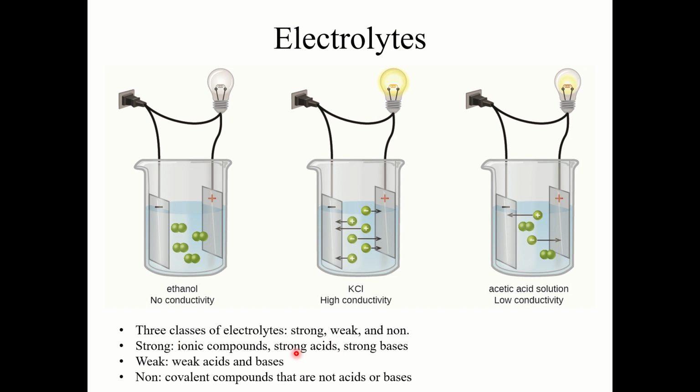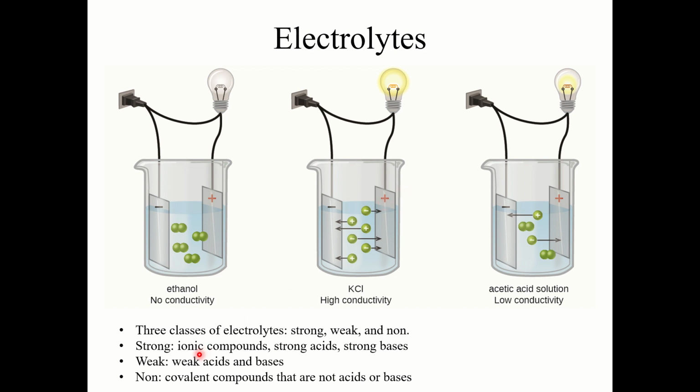Strong electrolytes are of three types: ionic compounds, strong acids, and strong bases. What's similar between these compounds is they all dissolve completely in water. So ionic compounds that are soluble, strong acids, strong bases, when you put those in water, they completely break apart into their ions. Because of that, we essentially have a very high concentration of ions in solution, and these ions can conduct electricity. So they are strong electrolytes because they provide high conductivity of electricity.